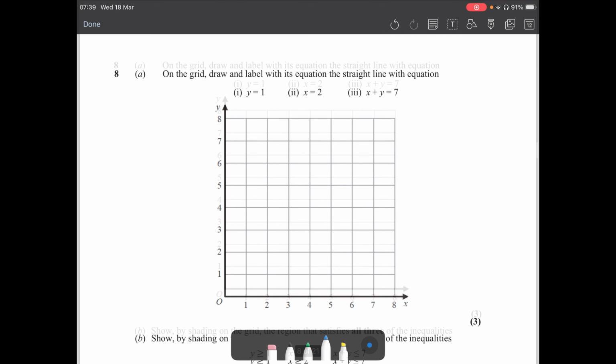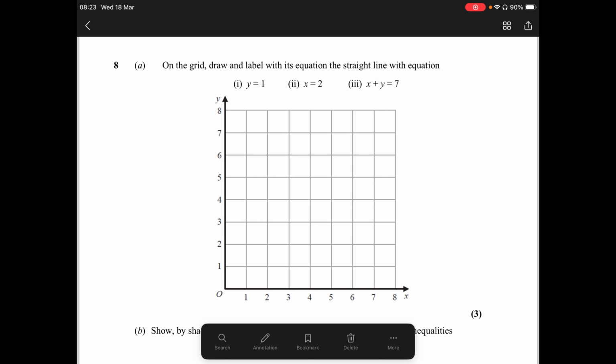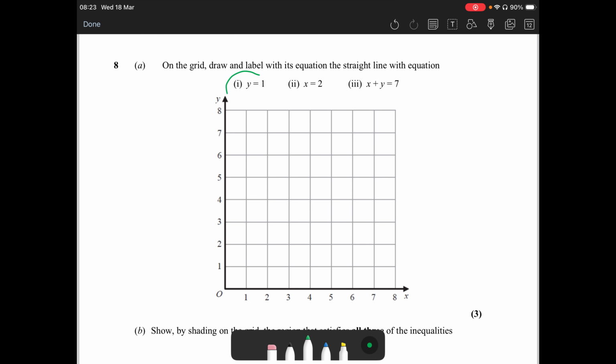Right, here, drawing these lines. For this one we've got to draw all 3 straight line graphs. So let's start with y equals 1. That's the y line going across like that. Again, you would use a ruler, but I'm on an iPad here. x equals 2 is the blue line there. And the last one's a bit tricky, right?